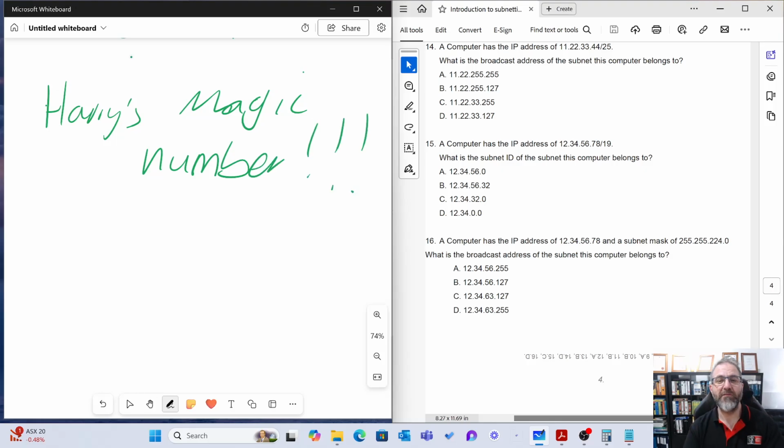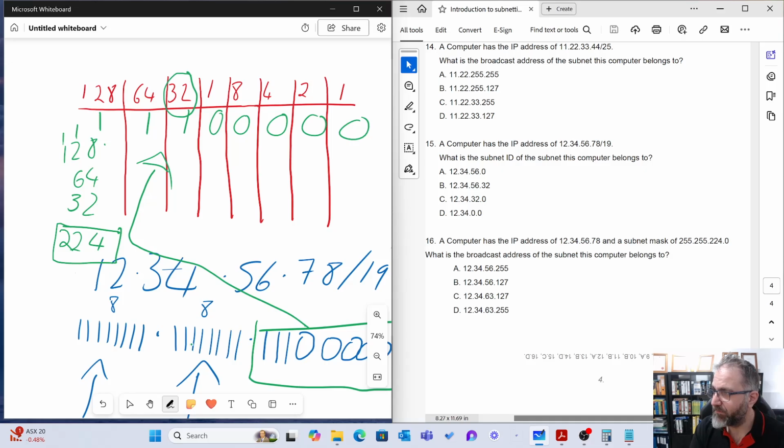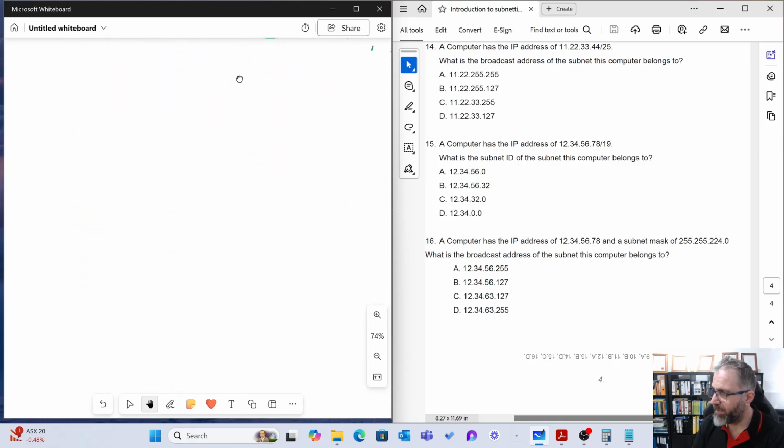This is my law. I invented this law. I didn't, by the way. I'm trying to make this a bit funny. But that is the magic number right there. At the moment, in this example, that's the magic number. That's the number we count by. We count by 32s now. Every subnet will be a multiple of 32. Let's have a look at this. So we're going to count in 32s now.